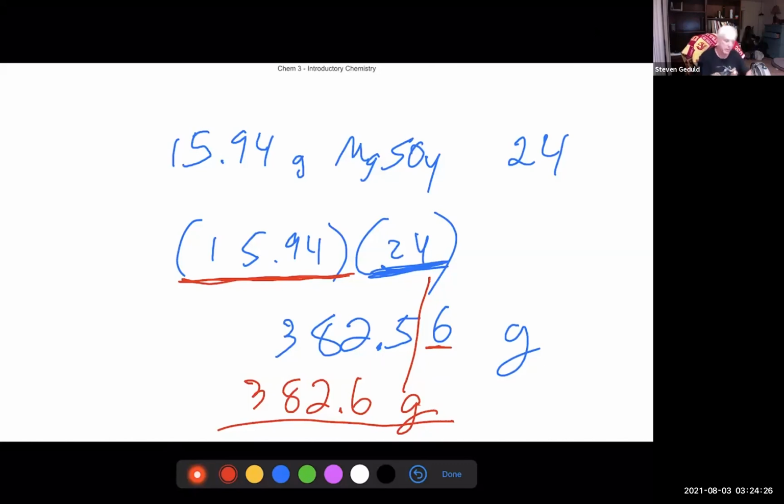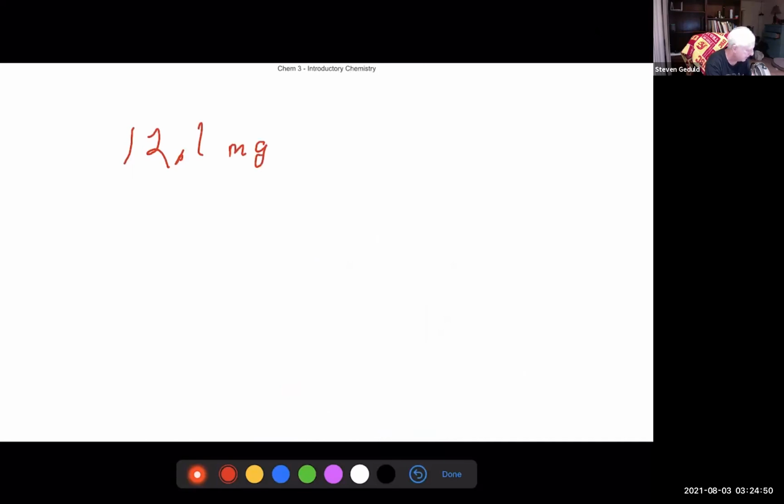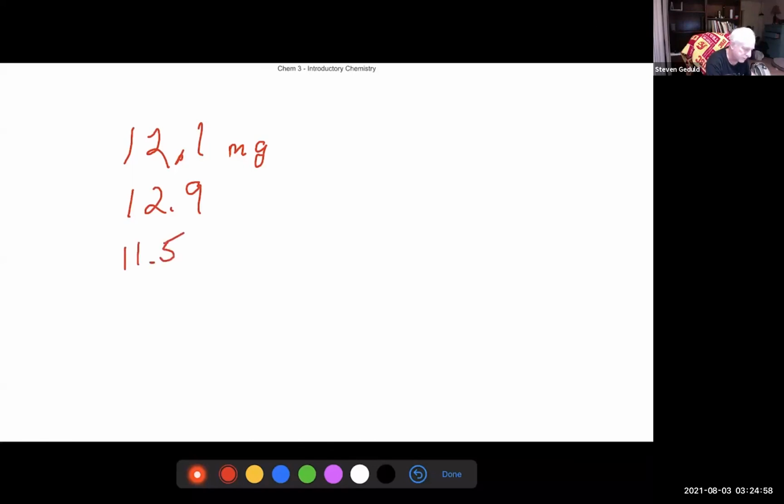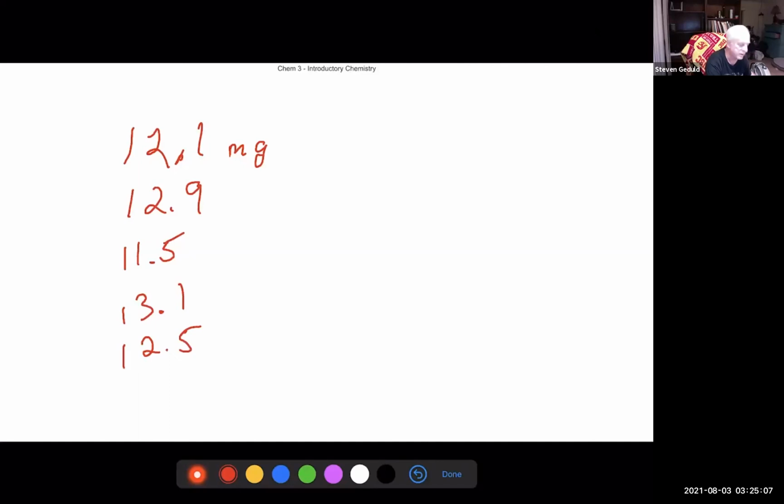All right, let's do a word problem. Word problems are always fun, right? A toxicologist measures the concentration of an illegal drug. The Olympics are going on, so it's a good example right now. She measures five times and attains the values in milligrams per liter: 12.1, 12.9, 11.5, 13.1, and 12.5. Those are the 5 measurements. Calculate the average concentration.